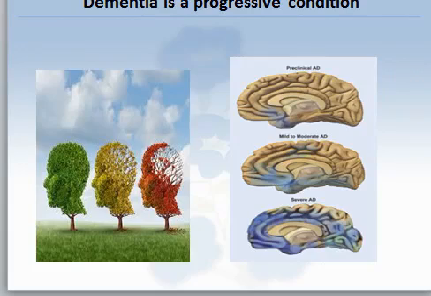Dementia, as we've said, is a progressive condition. So you can see there that our tree is changing on the left-hand diagram, and that's associated with the deterioration in the pictures of the brain on the right-hand side of the diagram.